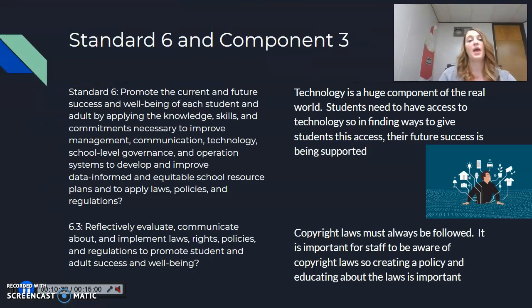Okay. And standards. Standard 6: promote the current and future success and well-being of each student and adult by applying knowledge, skills, and commitments necessary to improve management, communication technology, school-level governance, and operation systems to develop, improve data-informed and equitable school resource plans to apply laws, policies, and regulations.